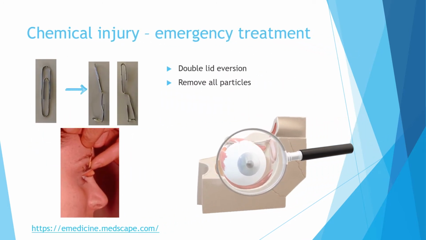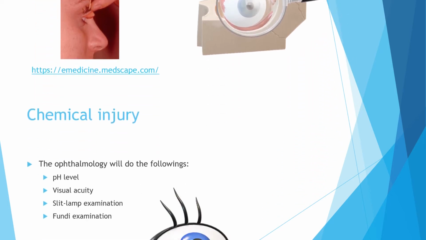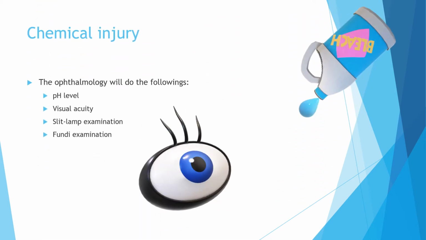You should also perform double eyelid eversion and make sure that you remove all the particles in the eye. You should refer the patient to us. We will retest the pH and also perform a comprehensive assessment to look for complications of the chemical injury.